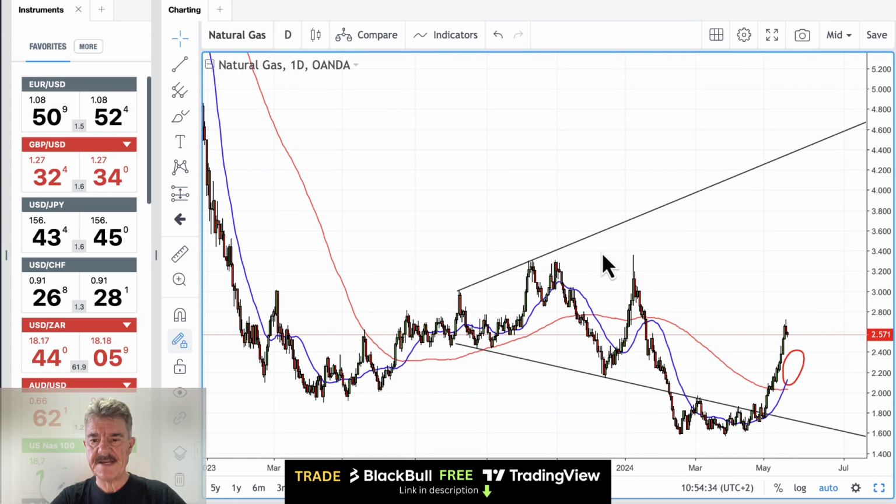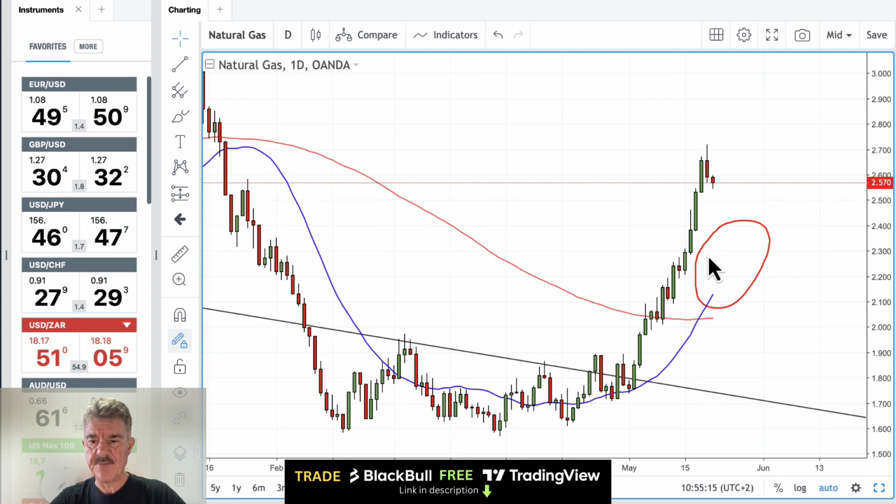There's the megaphone pattern that I originally drew out. We broke down through that bottom line, touched it from underneath a few times. And then when we broke out above the 20-period moving average and this bottom line, I went long. I've actually exited that long trade now. I'm looking to rebuy back into this drawn zone here.